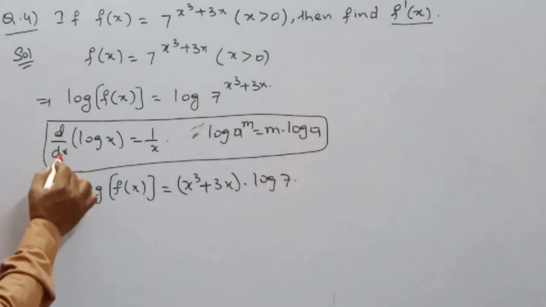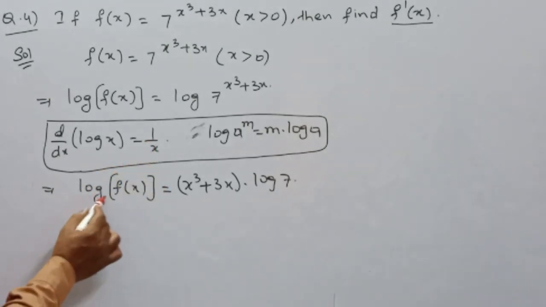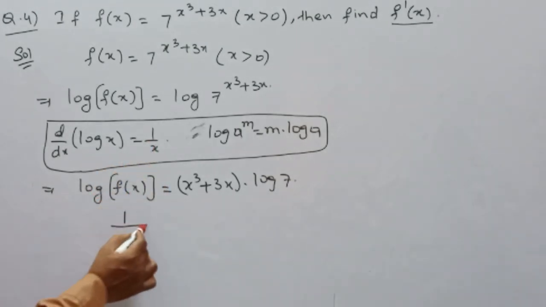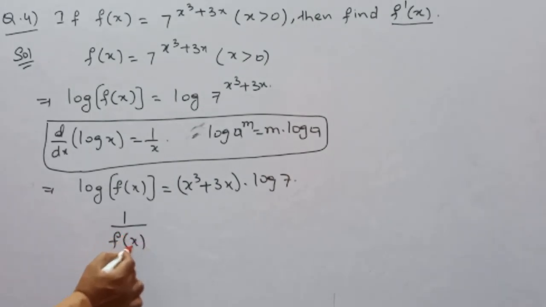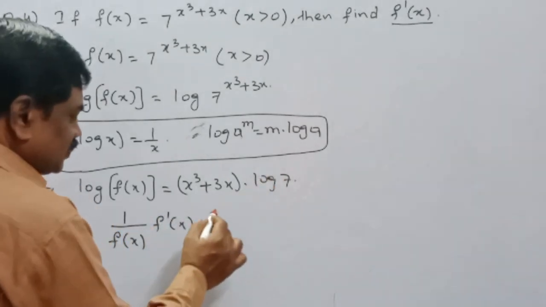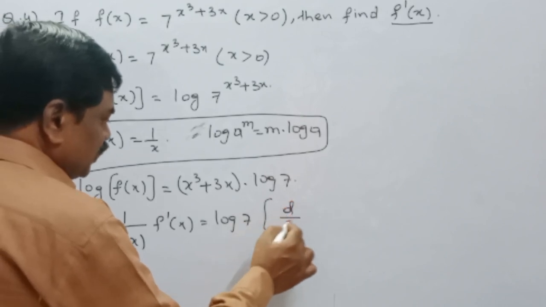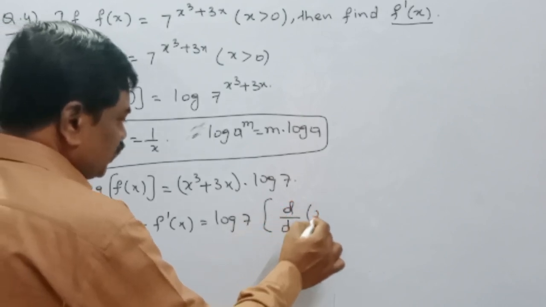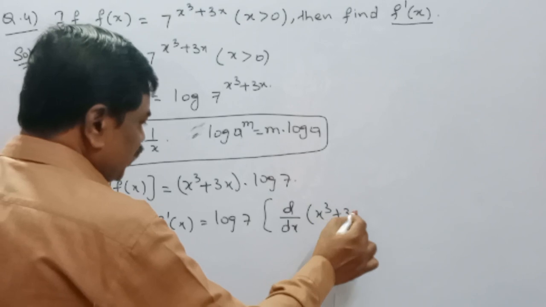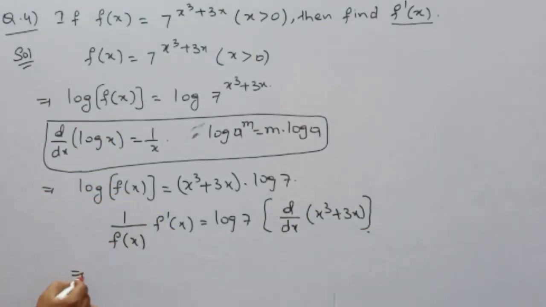Derivative of log x, d by dx of log x, is equal to what? 1 by x. So d by dx of log f of x is equal to 1 by f of x into f dash of x, equal to, here log 7 is a constant. Log 7 you write as constant, d by dx of x cube plus 3x is there. Okay, all of you. Then what is f of x?